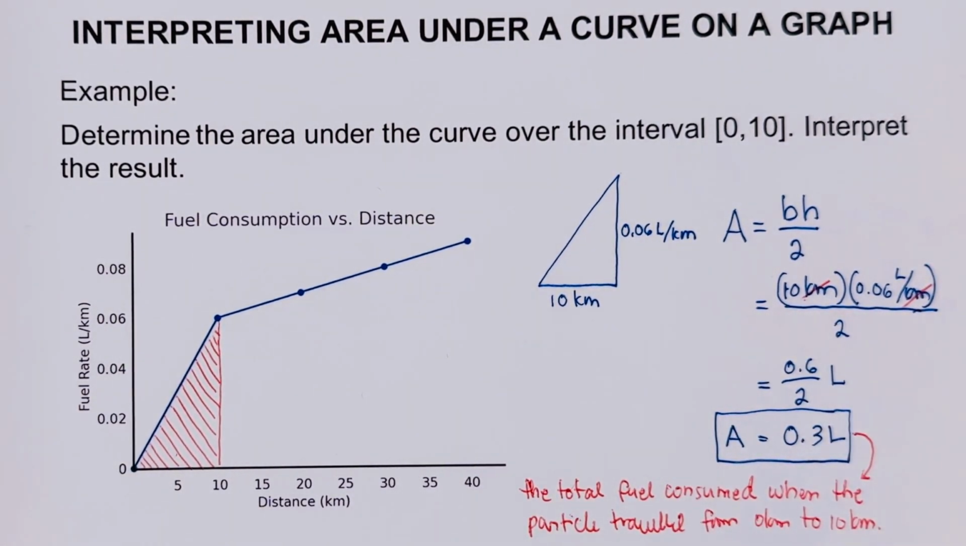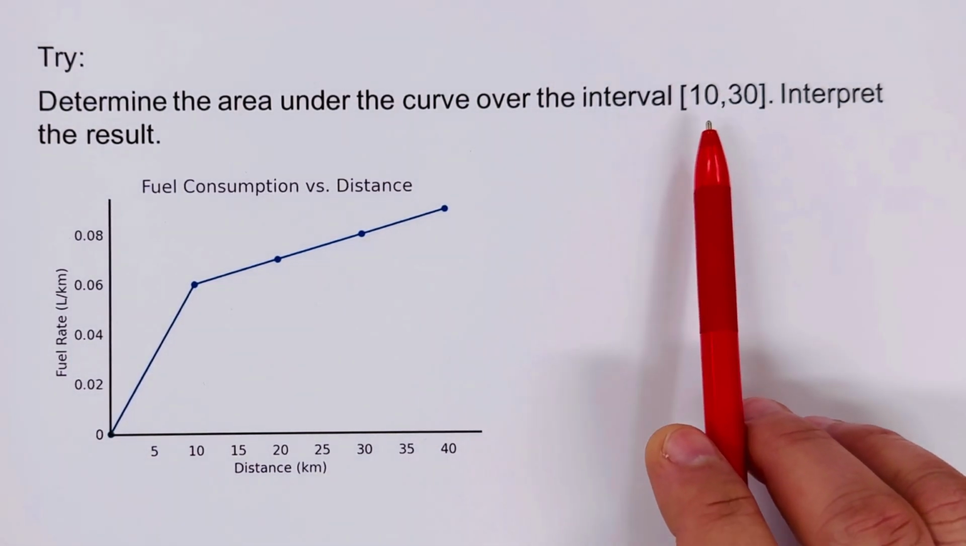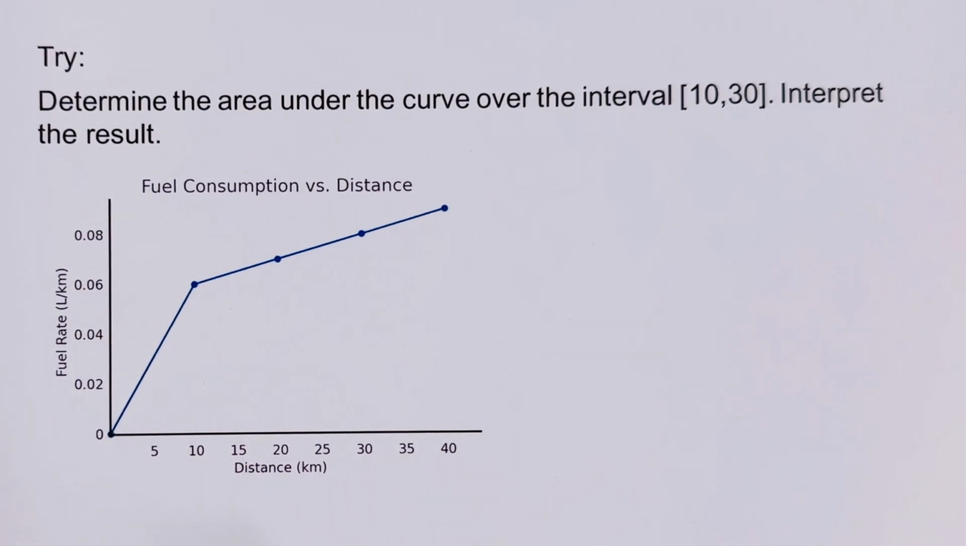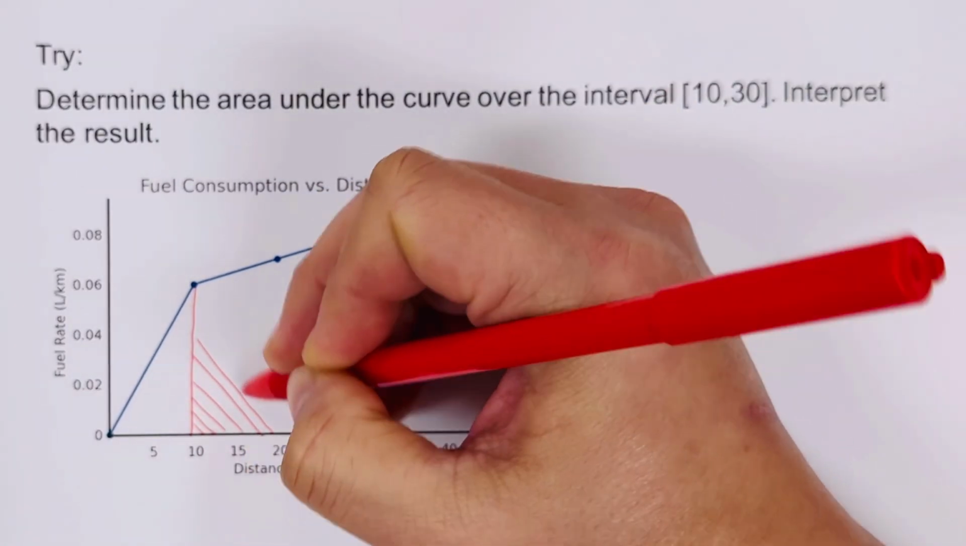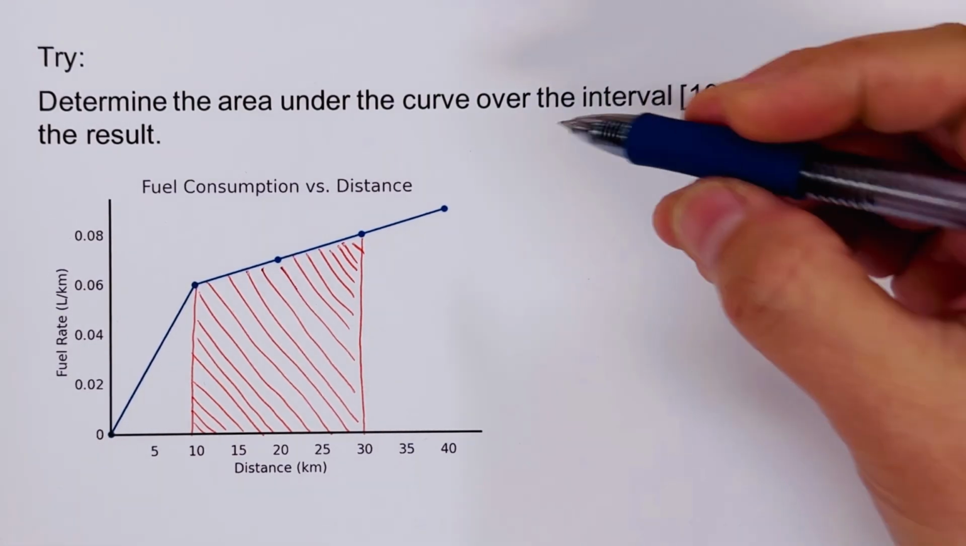Now let's have another example. In this example, we still have the same fuel consumption versus distance graph, and we're supposed to determine the area under the curve over the interval 10 to 30. So I'm just going to go ahead and shade that portion. Looking at the picture right here, we see a trapezoid. So I can go ahead and draw that trapezoid up here.